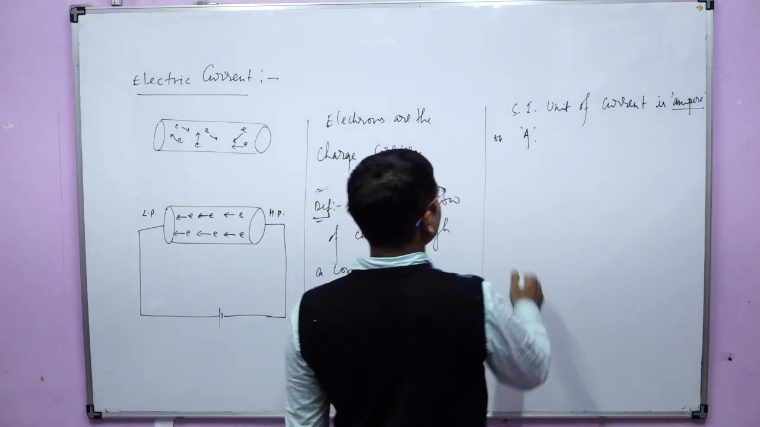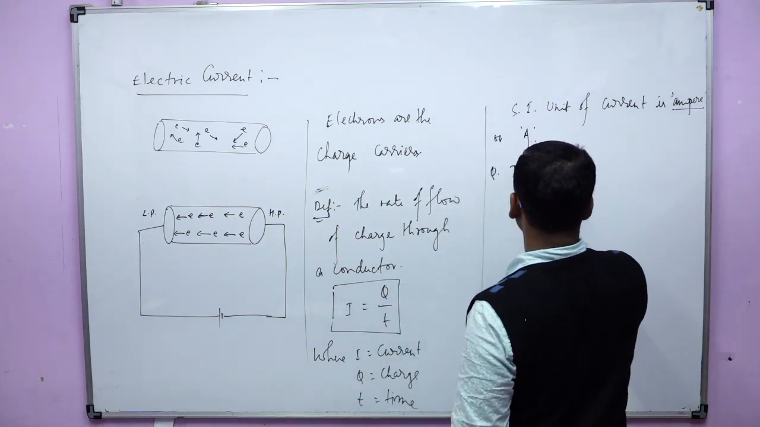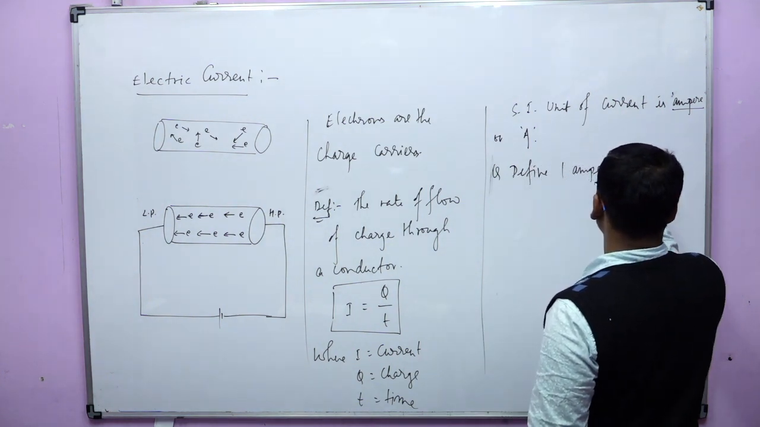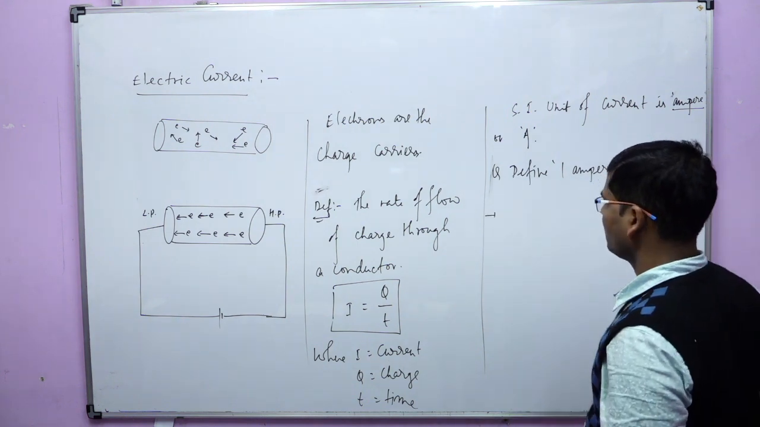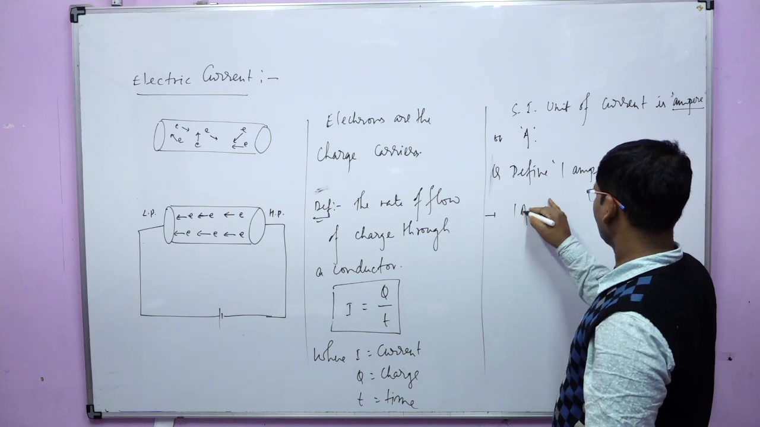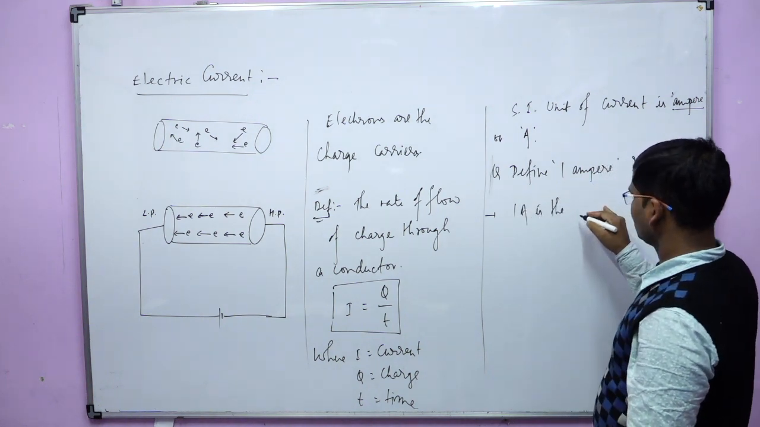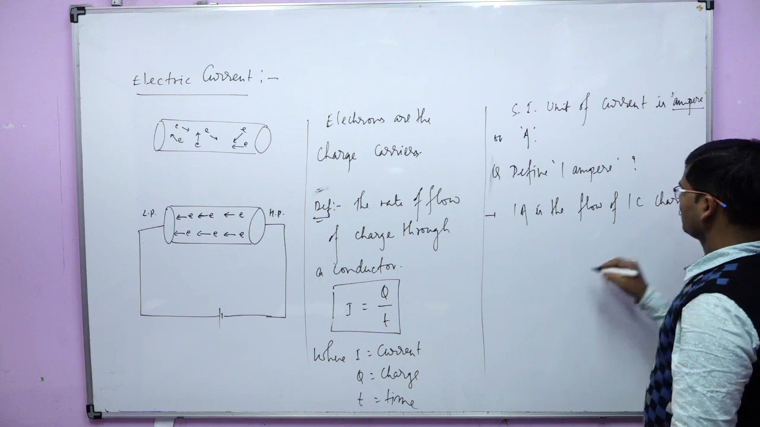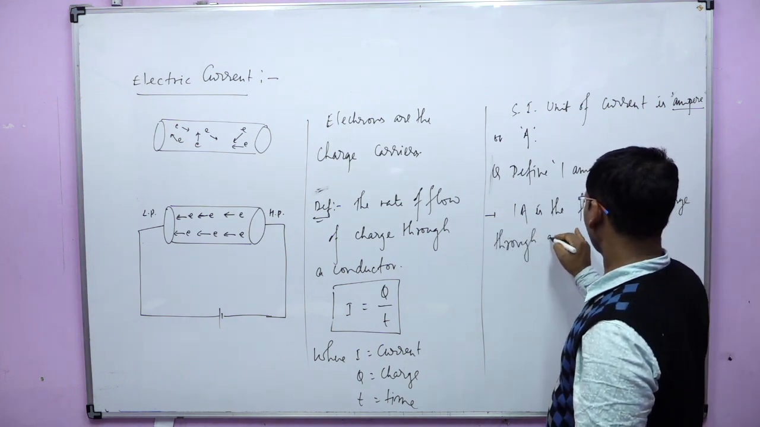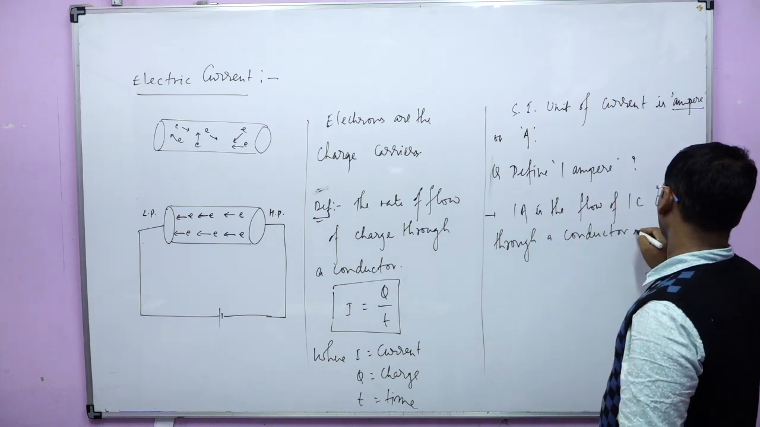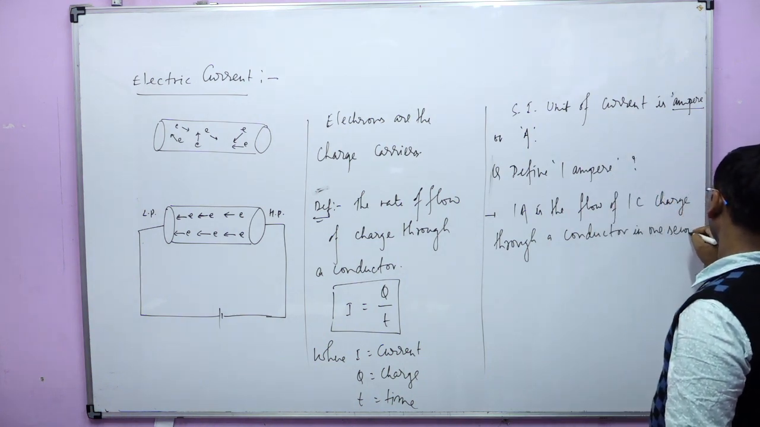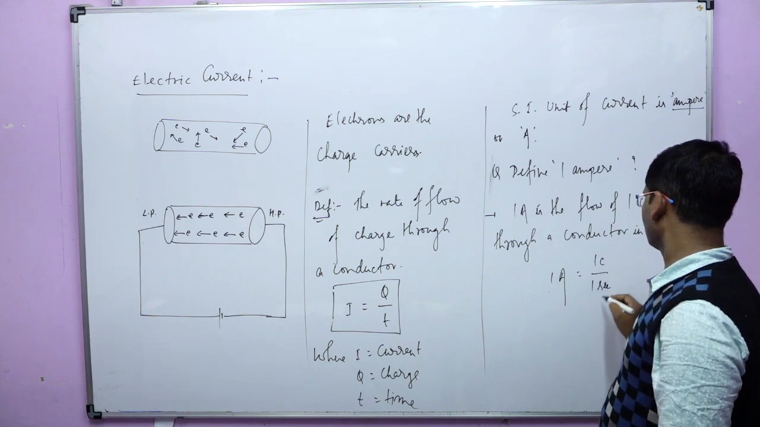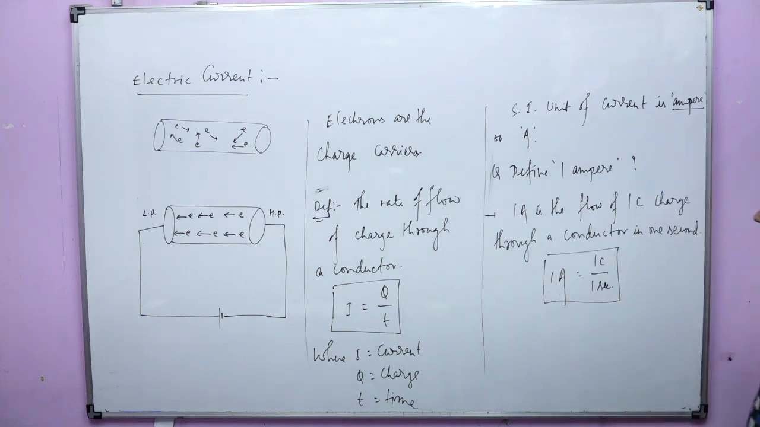Now, if you are asked to define 1 ampere, how will you define it? 1 ampere is the flow of 1 coulomb of charge through a conductor in 1 second, or you can write in short, 1 A is 1 coulomb by 1 second.